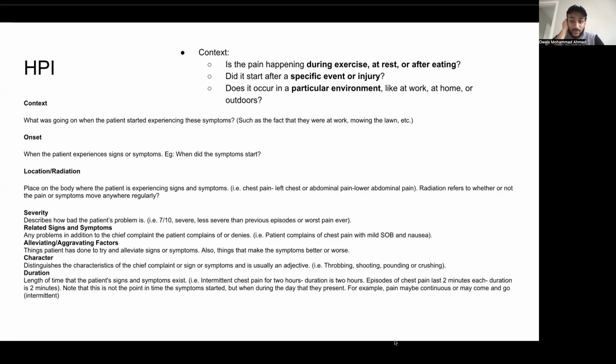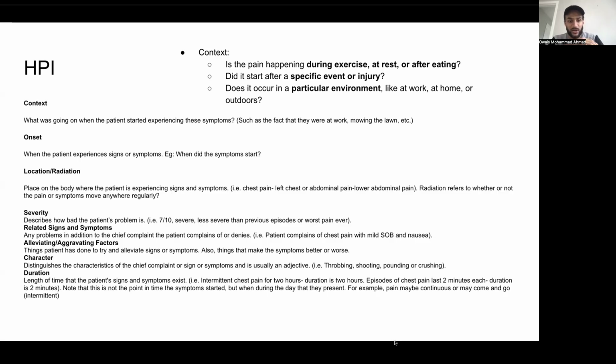The next is going to be severity. This is going to be how bad the patient's problem is. So, for example, 7 out of 10, severe, less severe than previous episodes, or worst pain ever. We can see related signs and symptoms. We can see any problems in addition to the chief complaint. The patient complains or denies. The patient complains of chest pain, shortness of breath, and nausea. Alleviating and aggravating factors. So things the patient has done to try to alleviate signs and symptoms, and also things that make the symptoms better or worse.